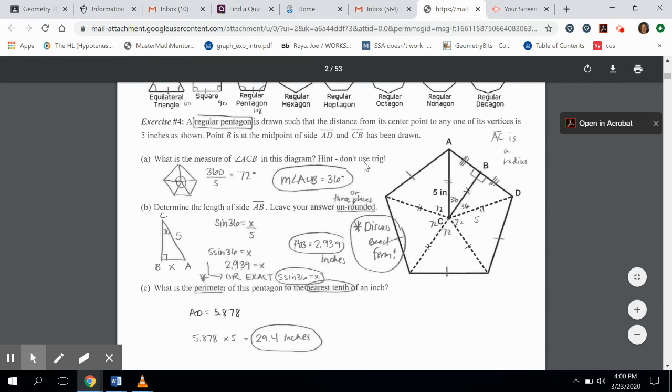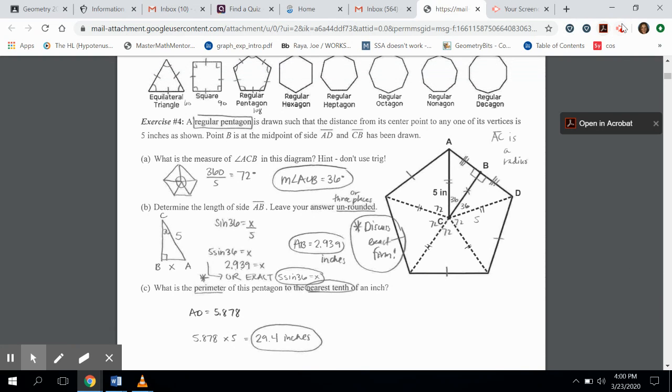One last thought, and I'll let you guys go. You could have also said, well, I know half of one side is 2.939, so there's 10 halves around the figure. So you could have also said this times 10. Where does it get you? 29.4. Please let me know if you have any questions.